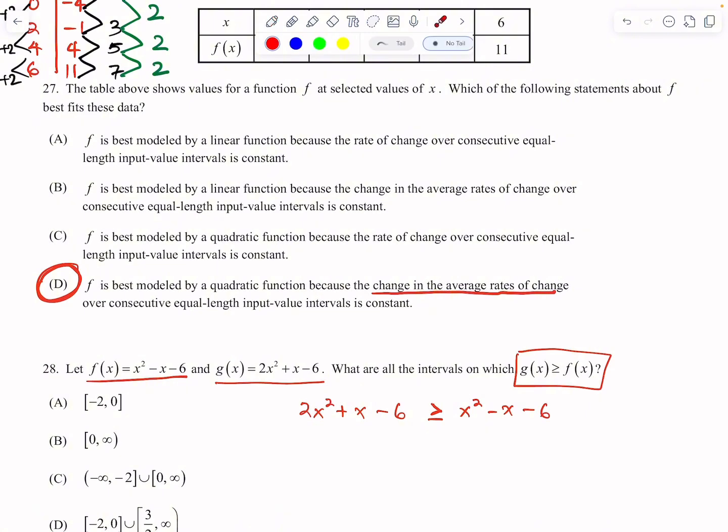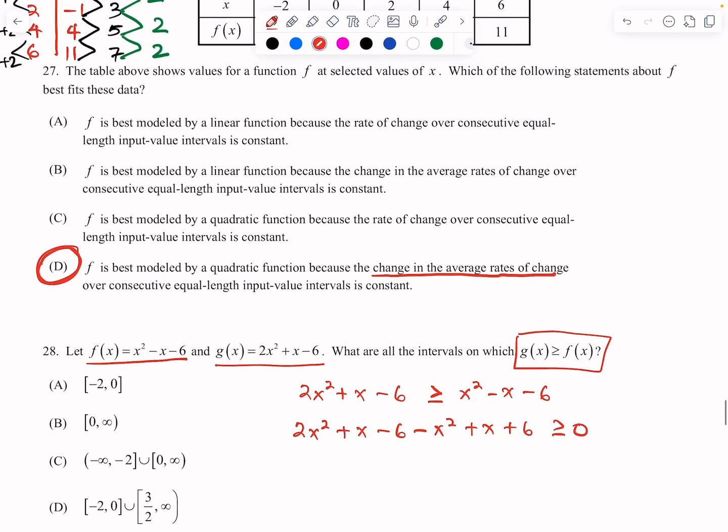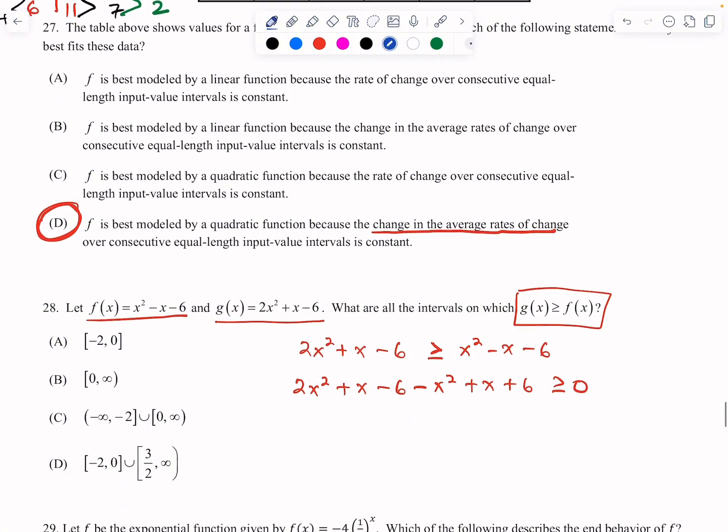And then what I want to do is move everything on the right hand side to the left hand side. So let's move that. If I move that, I'm going to have x squared plus x plus 6... minus x squared plus x plus 6 is greater than or equal to 0. Now the next thing I want to do is to simplify that.